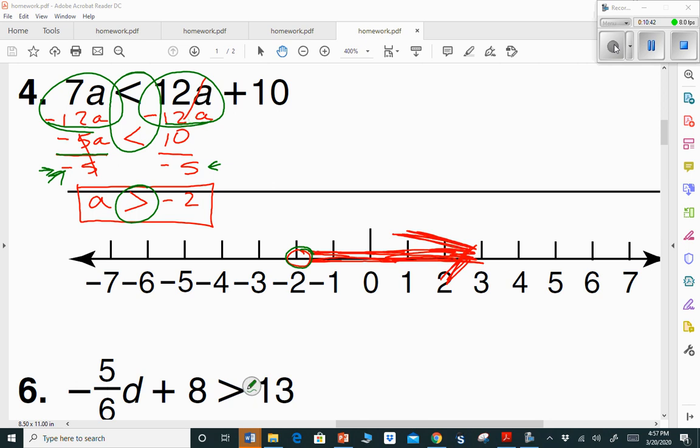Circle on -2. This points the way if the a is on the left. a is greater than -2. There's no or equal to right here, so we do not fill in the circle here. So this says a is greater than -2.